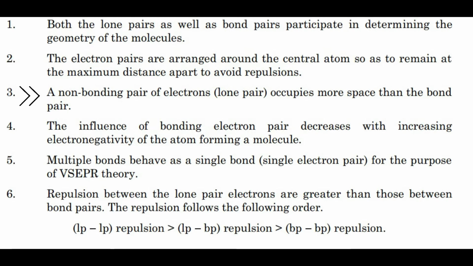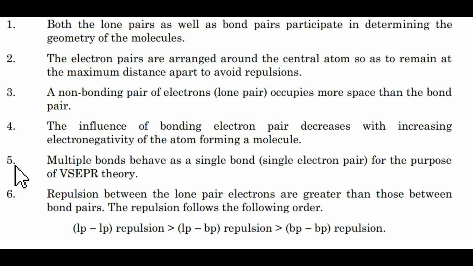Third, the non-bonding electron pair, which is known as a lone pair, occupies more space and will distort the structure of the molecule. Fourth, the influence of bonding electron pairs decreases with increasing electronegativity. For example, in water and H2S, bond angles are different due to the electronegativity difference of the central atom. Fifth, multiple bonds behave like single bonds in determining the shape of the molecule.